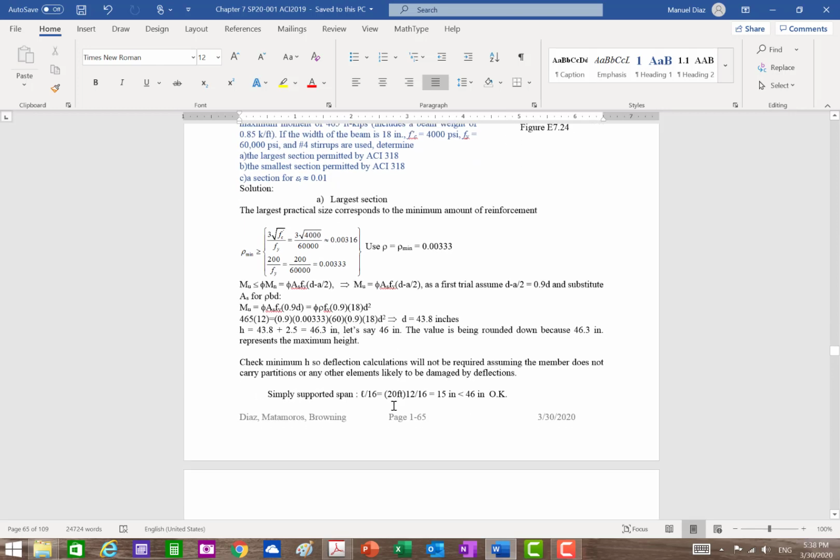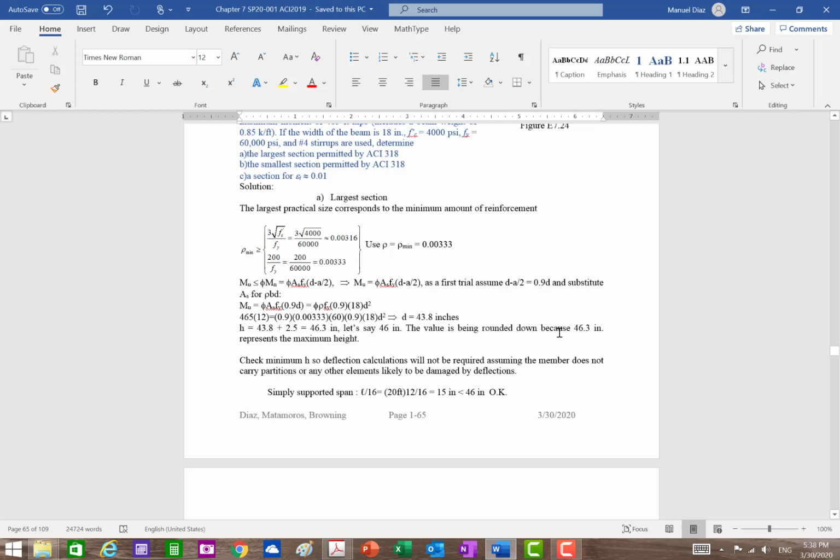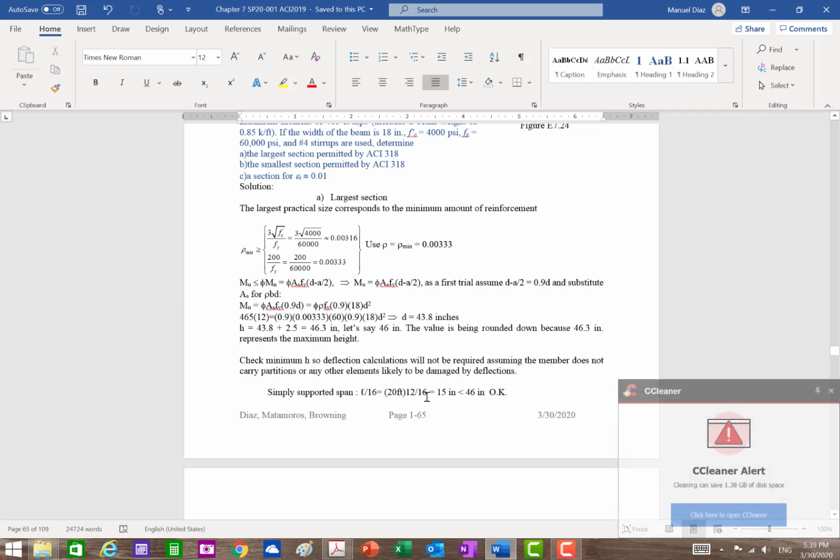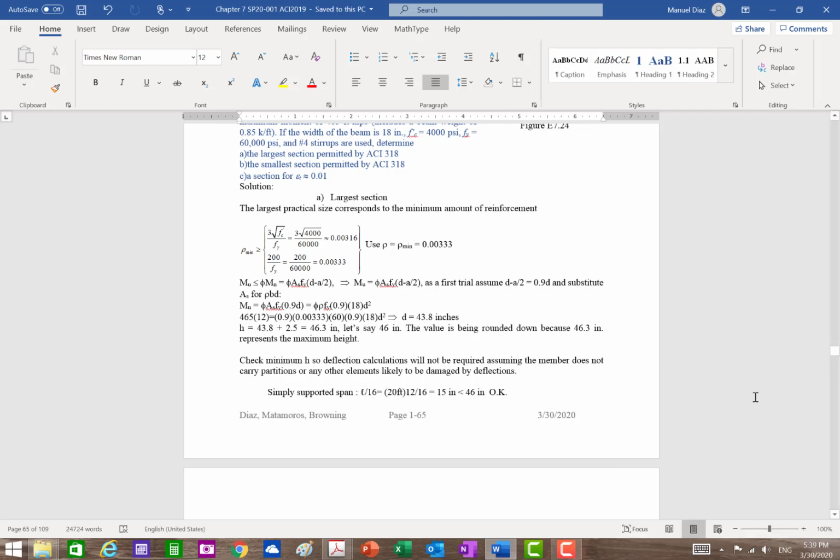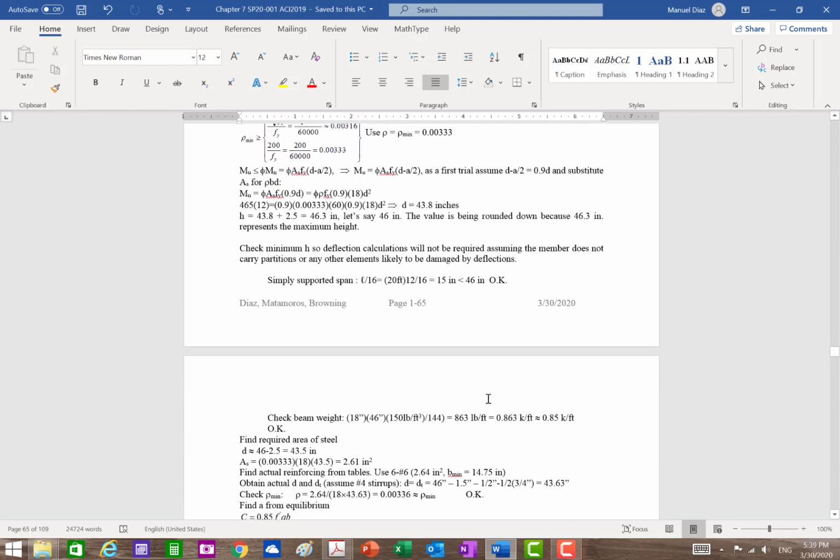So the first thing I need to do then is check that my H value that I got here satisfies the table 9.3.1.1 in ACI, right? To see if I need to do deflections or not. Well, for a 20-foot simply supported span, we use L over 16 here, and that will give us a value of 15. Well, I'm using 46, so that's plenty of capacity.